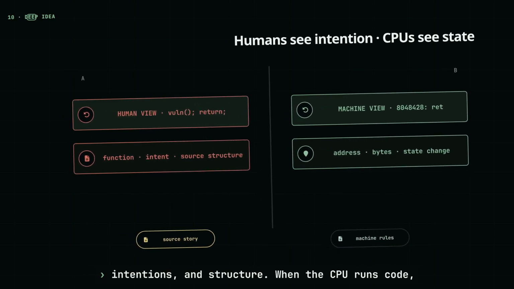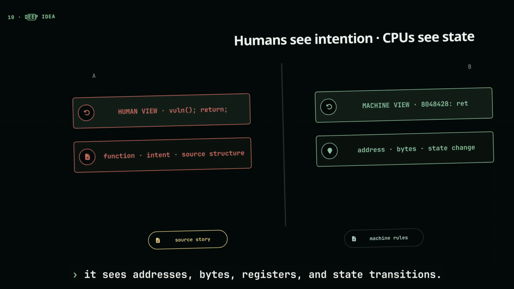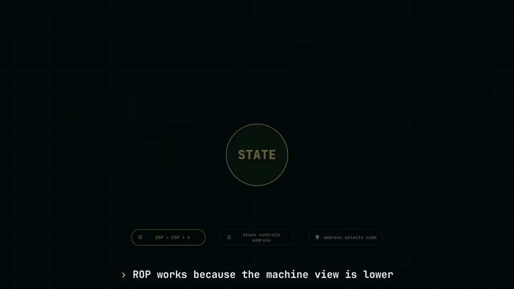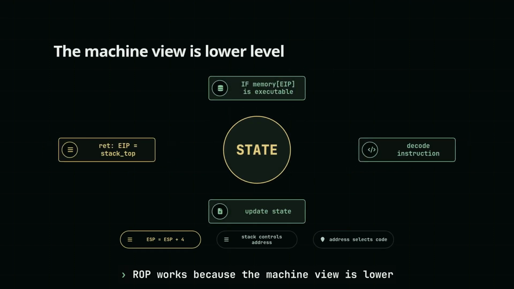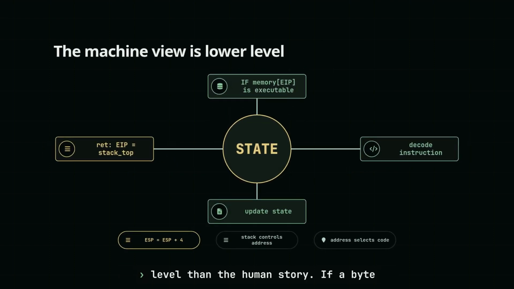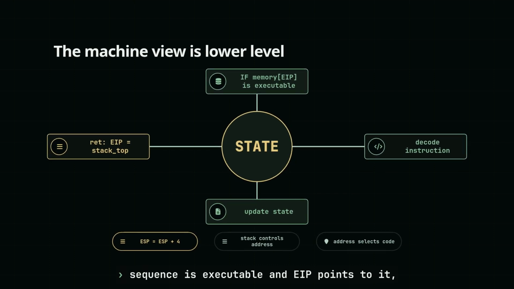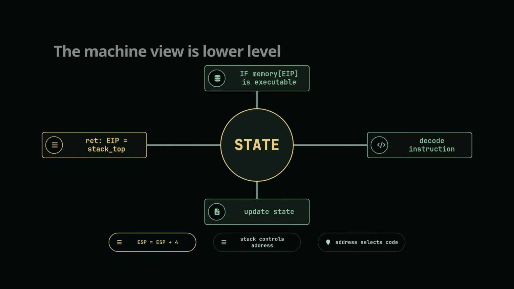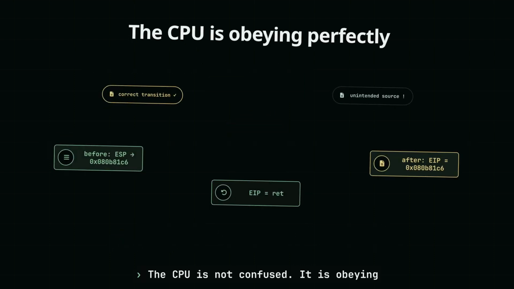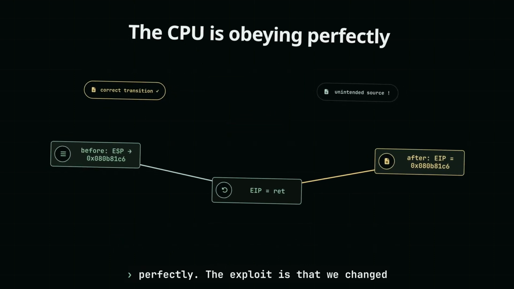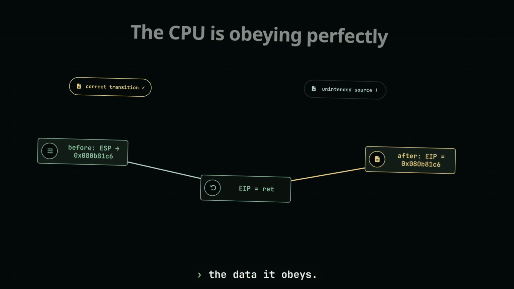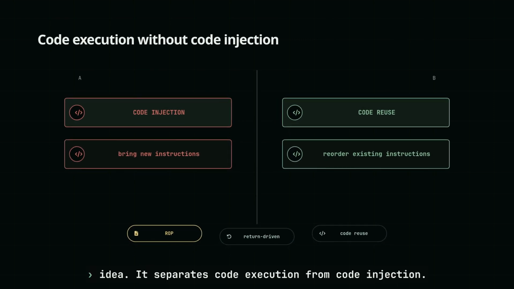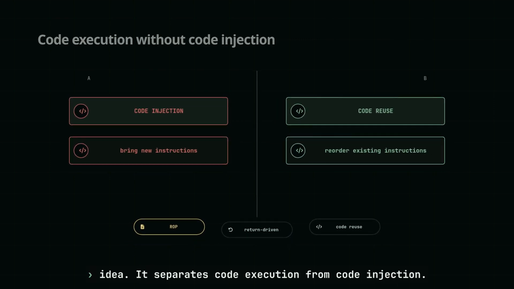When programmers read code, we see functions, names, intentions, and structure. When the CPU runs code, it sees addresses, bytes, registers, and state transitions. ROP works because the machine view is lower level than the human story. If a byte sequence is executable and EIP points to it, the CPU will run it. The CPU is not confused. It is obeying perfectly the data we changed. That's why ROP is such an important idea. It separates code execution from code injection.